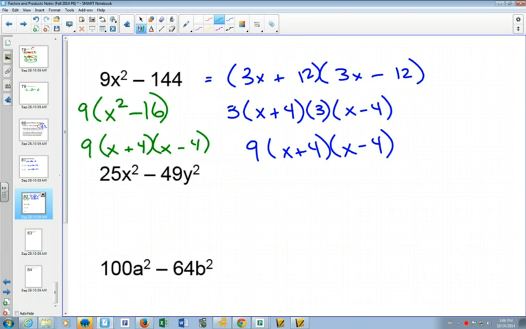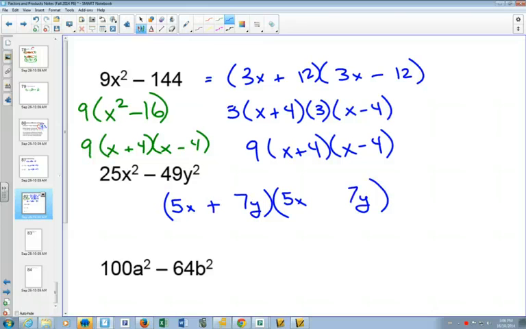Is 25 a perfect square? Is 49 a perfect square? Is y squared a perfect square? And x squared is, so we can go directly here. Bracket, bracket. Here it'll be 5x and 5x, 7y and 7y, one positive, one negative. No common factors, so this was nice. We're done.